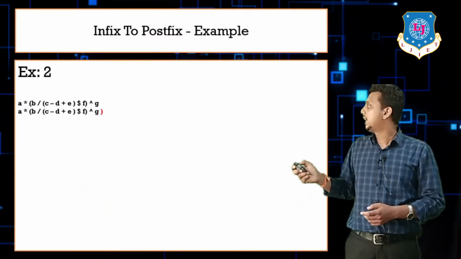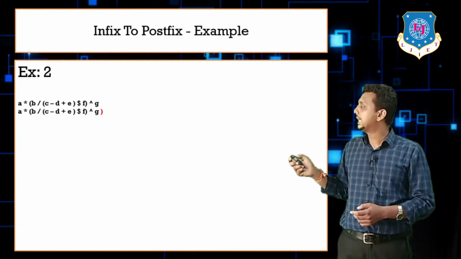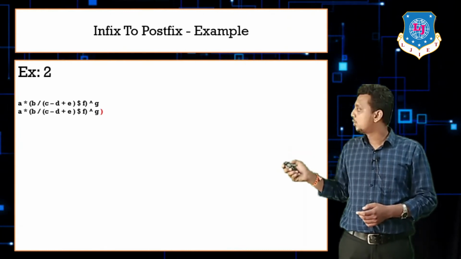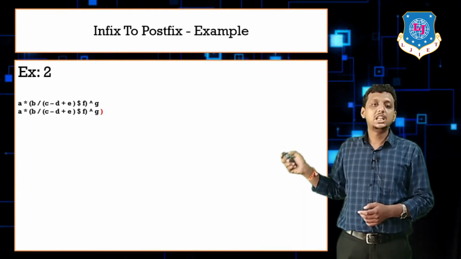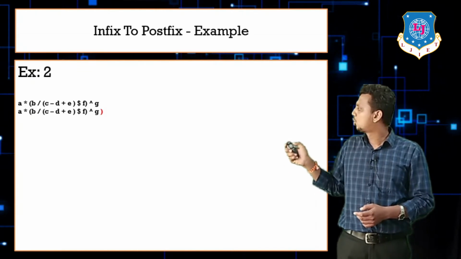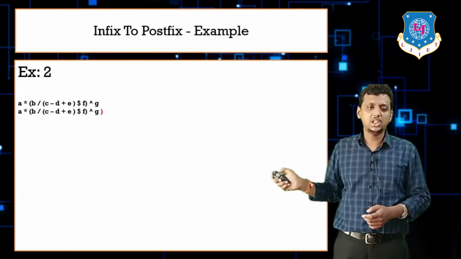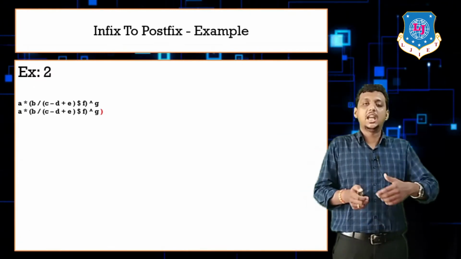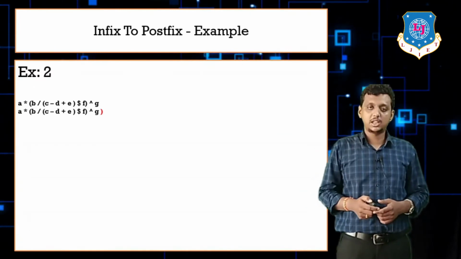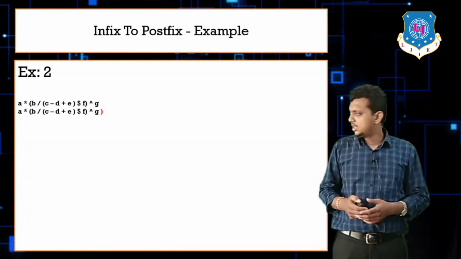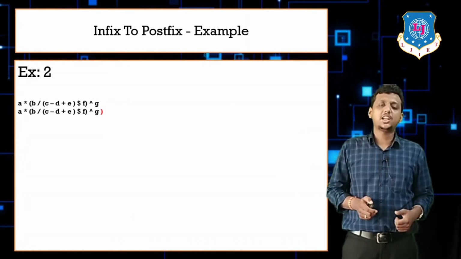Okay, so let's understand in more detail with the second example. Here we have A plus opening bracket B division opening bracket C minus D plus E closing one star F closing one caret G. Okay, and then our appended closing bracket. So it's a very long example, but let's start together.